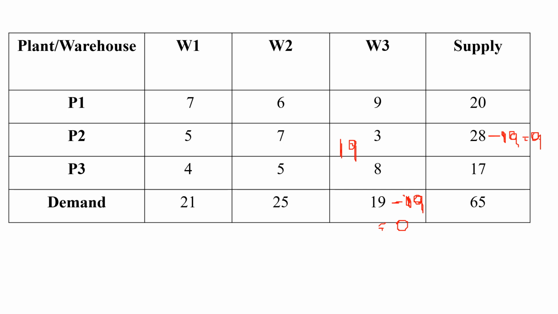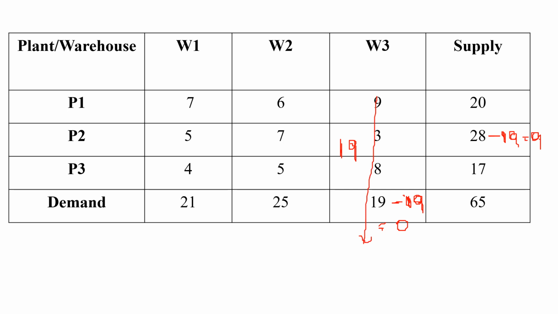Once a particular cell has been exhausted, or the complete supply has been given to the particular cell and the demand has been fulfilled, here for warehouse W3 there is no demand remaining, then you have to reduce it.